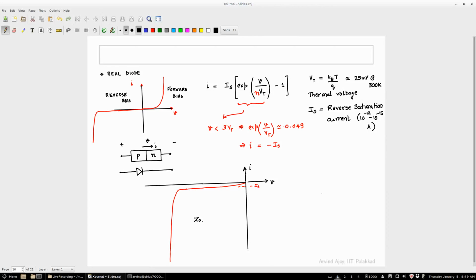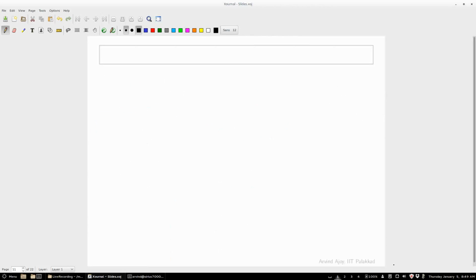What is the axis here? Just the same axis, right? So the voltage is still measured that way, and the current is measured this way. But I am just looking at the reverse bias region of this diode. Okay, so come to this again.